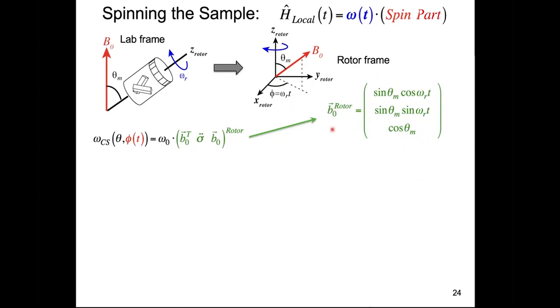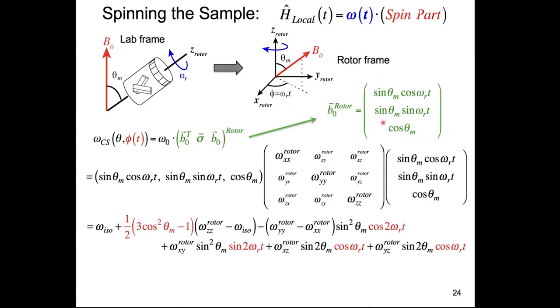So with this new magnetic field vector quantity in the rotor fixed frame, we can see that the chemical shift frequency now looks like this, where we have the sigma tensor, the chemical shift tensor, all expressed in the rotor frame, the exact values we don't know, so we write this symbolically. And when you multiply all of these terms, you find that the first term is the isotropic chemical shift, defined again as the mean of the three principal values.